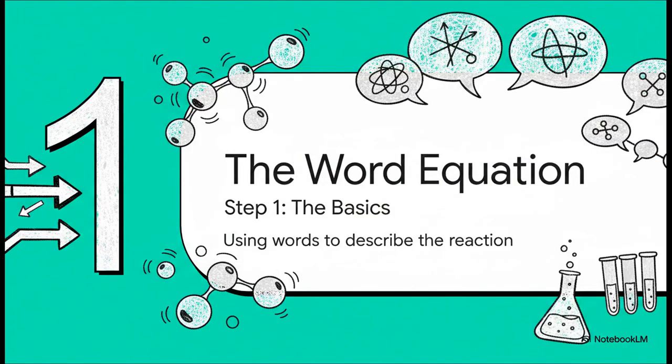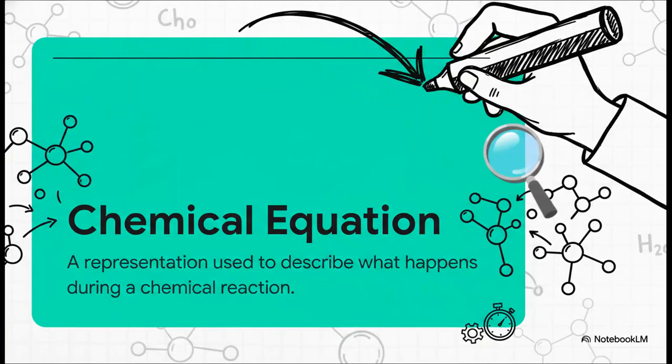We're going to start with the absolute basics. Step 1, the word equation. This is pretty much exactly what it sounds like. It's the most straightforward way to write our chemical recipe, just using plain language. So, what is a chemical equation officially? Well, you can just think of it as a form of scientific shorthand. It's a super clear, concise way to show what goes into a reaction and what comes out of it. It makes sure every scientist everywhere is on the same page.